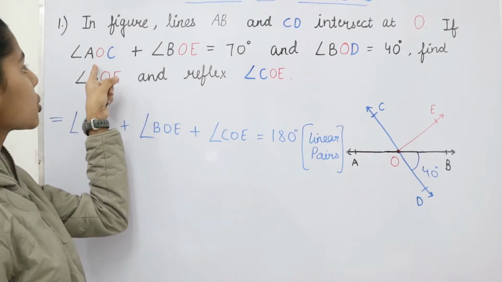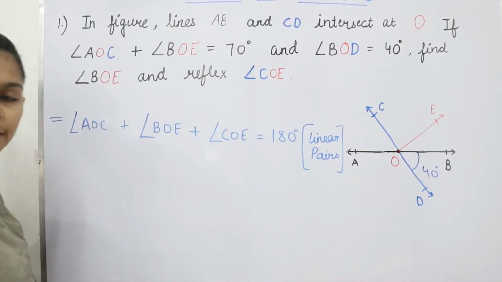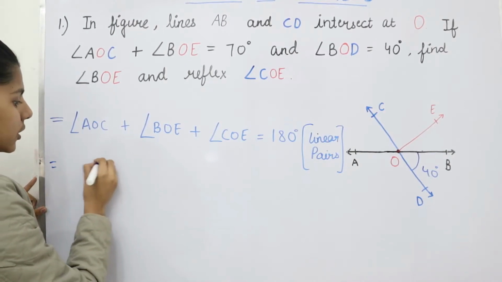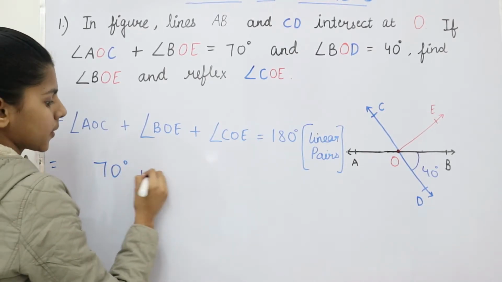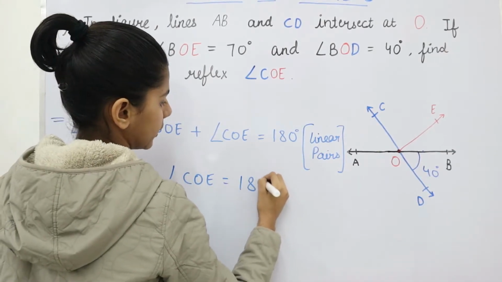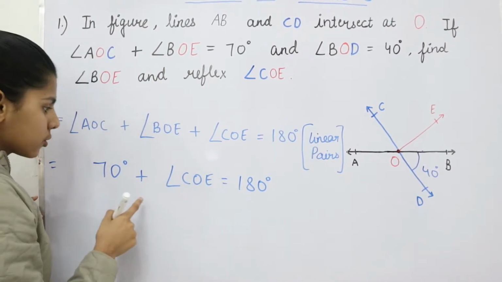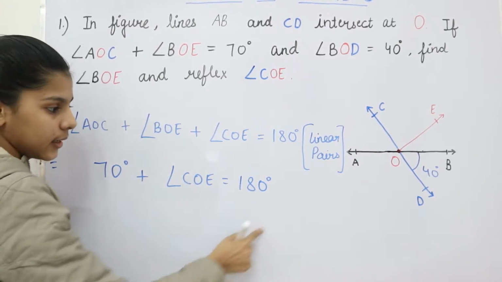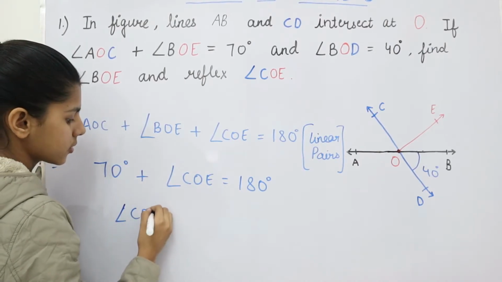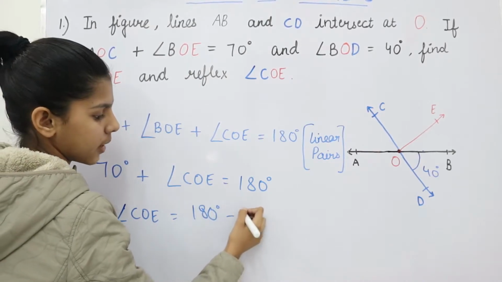Now what is given in the question: AOC plus BOE means these both angles have a sum of 70 degrees. Directly, in the place of both these angles, we can write 70 degrees plus angle COE, which we have to calculate, is equal to 180 degrees. Now for calculating the angle COE, we are going to shift this 70 degrees to that side and it will become minus 70 degrees. So COE is equal to 180 degrees minus 70 degrees.